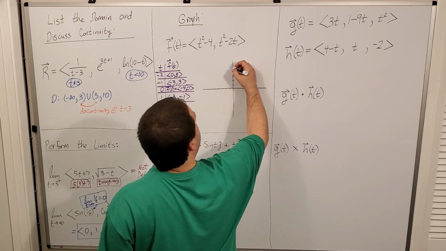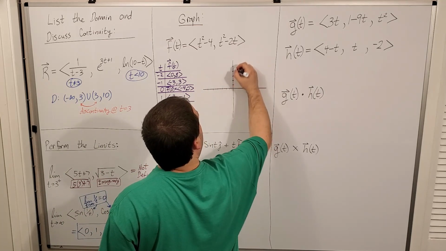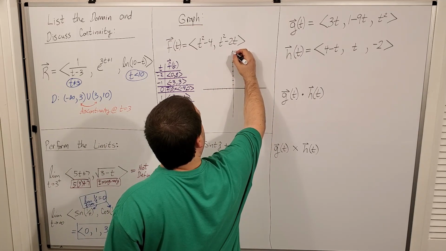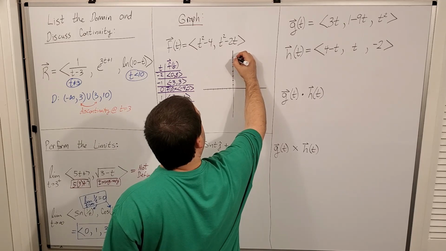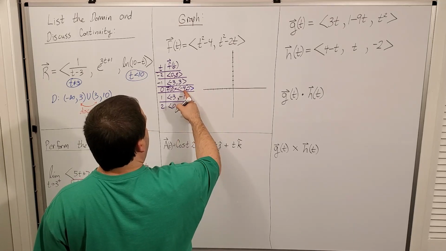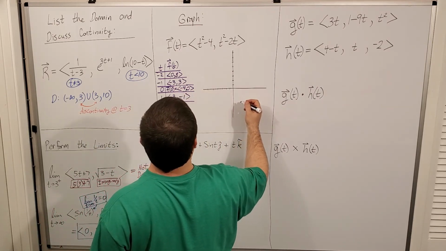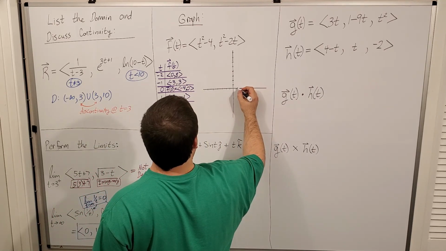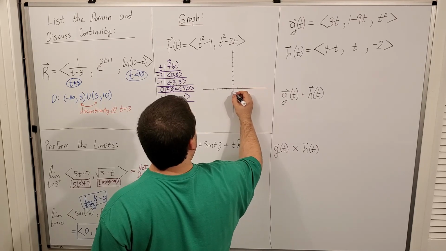Oh yeah, we gotta go up to 8. 6, 7, 8. Yikes. -4 in the x. I'll just put a couple of marks here and here.